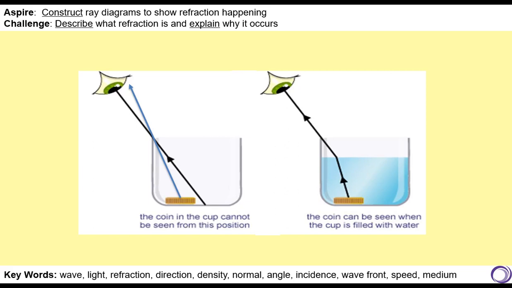So refraction is when light changes direction when it moves from one substance into another, and we call these substances media or a medium. So the water is a medium that the light can travel through, and then the air is another medium that the light can travel through. So when the light goes from the medium of water into the medium of air, it changes direction.